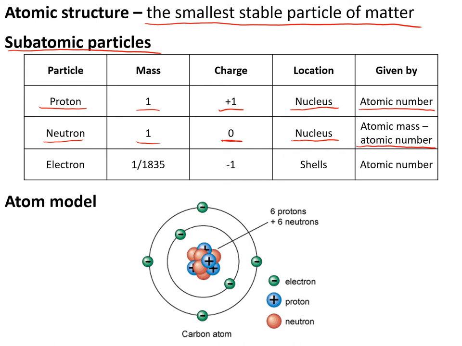And lastly, we've got electrons. Electrons have a mass of 1 over 1,835, so it's a really tiny mass, a charge of -1. We find them in shells orbiting the nucleus, and they're given by the atomic number. And if we look at the actual structure here, we can see that we've got this structure of atoms where the protons and the neutrons are in this middle section, that is the nucleus.